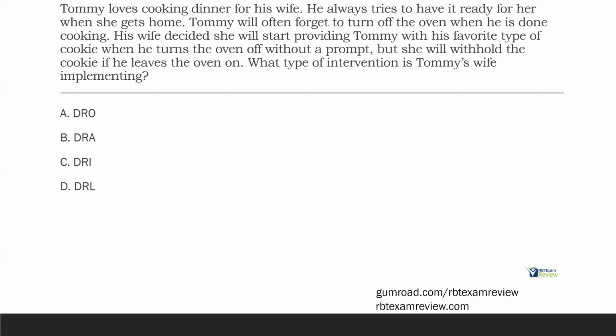That is our checklist, right? Are you reinforced for doing a behavior or not? And then if it's reinforced for doing a behavior, is that behavior compatible with the alternative? If it is, it's DRA. If it's not, it's DRI. Okay, so our answer here is DRI. Tommy is going to be reinforced for turning the oven off, which is the replacement behavior for leaving the oven on. You can't have the oven off and on at the same time. Those behaviors are incompatible. Therefore, Tommy's wife is using a DRI.